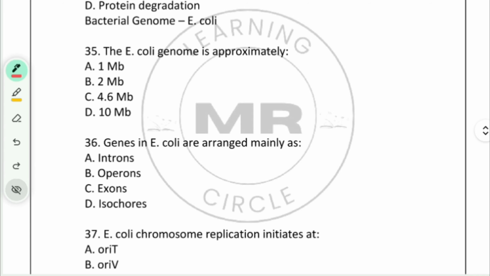Now question number 35. The E. coli genome is approximately. Options are A. 1 MB, B. 2 MB, C. 4.6 MB, D. 10 MB. So the correct answer for this question is option C, 4.6 MB.